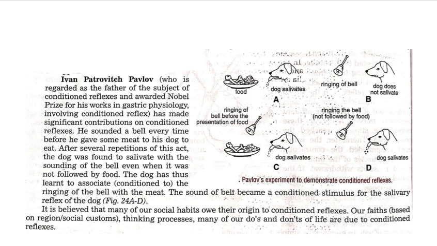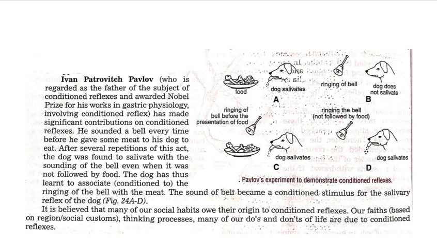So, for a few days, he would sound a bell and offer the dog food to eat. He continued it for a few days, and after that, even by sounding the bell and not offering the dog food, salivation started. That means the dog had learnt to associate the ringing of the bell with the meat. It had conditioned itself: after the ringing of the bell, meat would be provided, so salivation started. The sound of the bell was thus a conditioned stimulus for the salivary reflex of the dog.